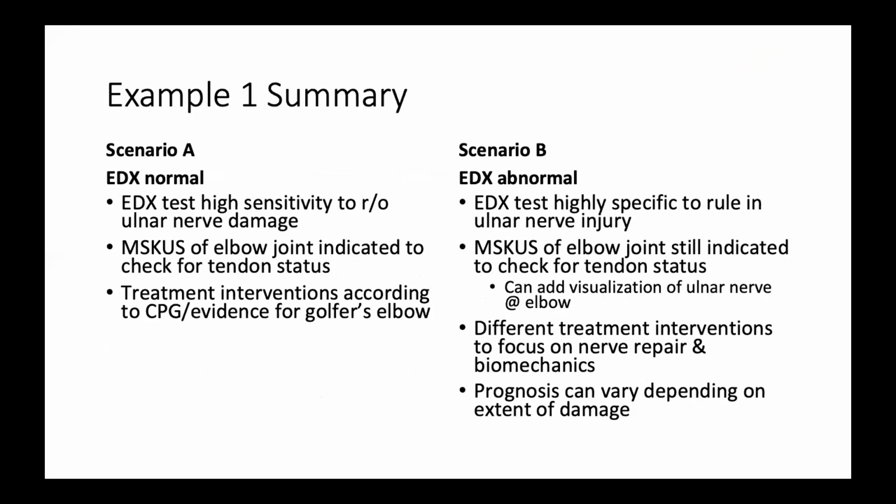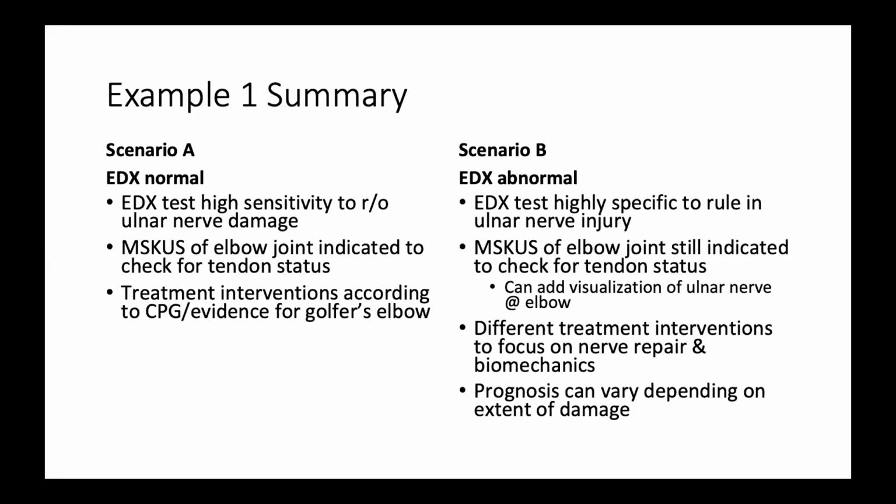So in summary, if the electrodiagnostic test was normal, that helps us because it's very sensitive. That helps us to rule out a neuropathy. We can also now incorporate musculoskeletal ultrasound to help to check for damage of the tendon. So we can look for structural damage of the tendon. And our treatment, again, I went over it briefly, but our treatment will be based on an orthopedic type of intervention using the clinical practice guidelines and or recent evidence for golfer's elbow or medial epicondylitis.